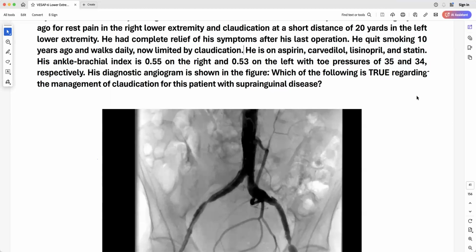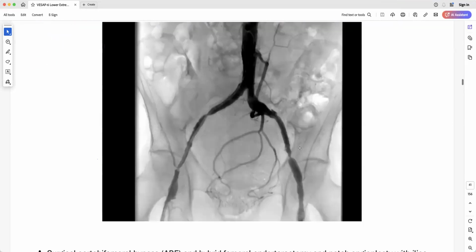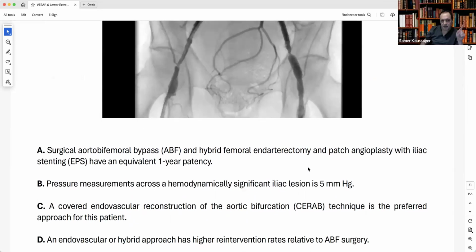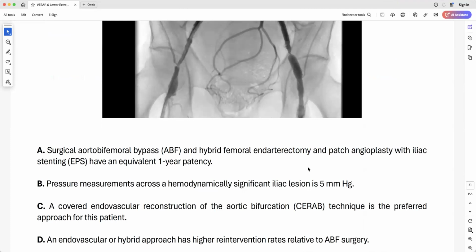Okay, so let's go back to the question. Be careful. So what they're saying is surgical aortobifemoral and hybrid femoral endarterectomy with patch angioplasty with iliac stenting have an equivalent 1 year patency. No, I didn't. The aortobifemoral patency is about 90 to 95 percent at 5 years. So comparing to femoral endarterectomy and patch angioplasty with stenting, I'm not sure.